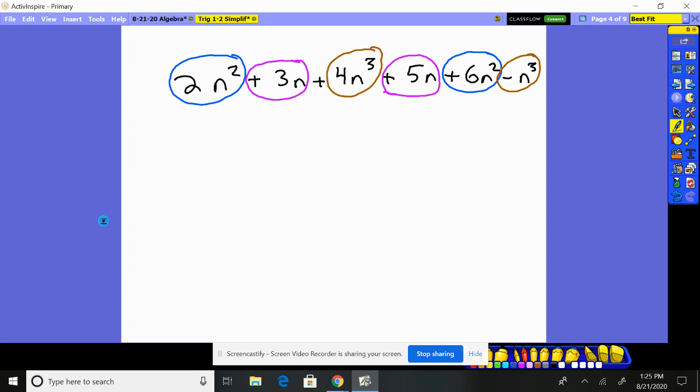So we're going to put this all together. We're going to go ahead and put the most powerful, highest exponent first, which are the n cubes. So we'll put the 4n cubed minus an n cubed is 3n cubed. We then are going to put the n squareds together. So you have 2n squared and 6n squared, which gives you 8n squared. And then finally, 3n and 5n gives you 8n. And that's as simple as it gets. You can't simplify it anymore.